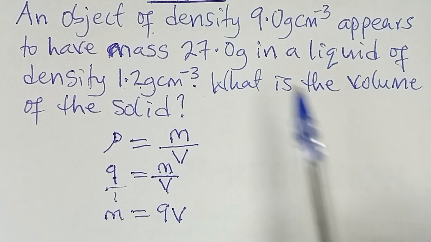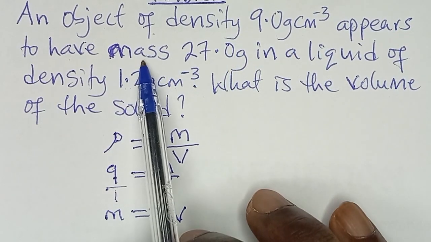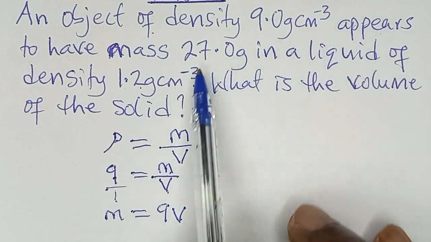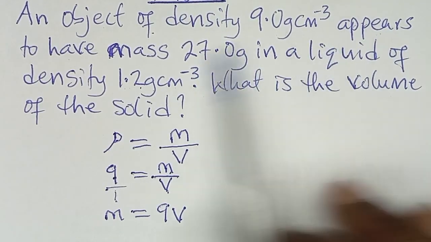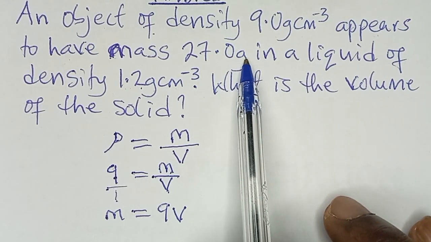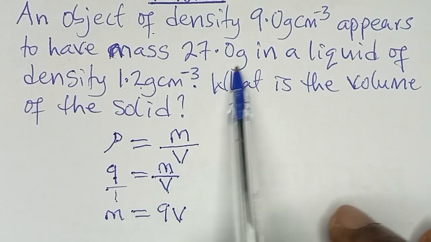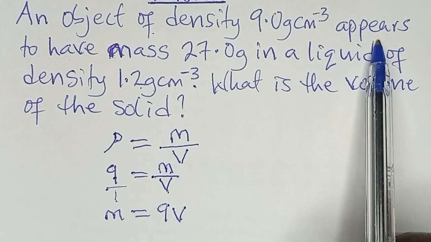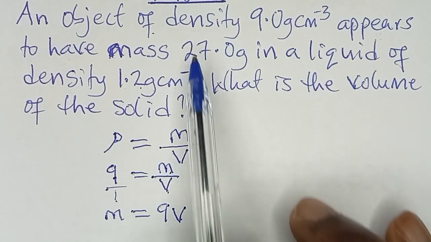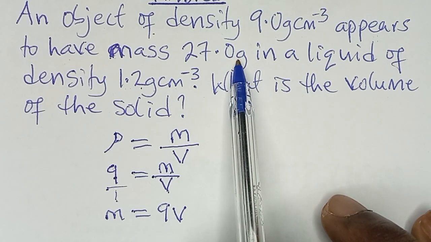Now, when the object was immersed in a liquid, it appears, which means it is not its original mass. It appears to have mass 27.0 gram. That means inside the liquid, it weighs 27. This is not its actual weight, that's why the word appears is used here. So it appears to have this mass of 27.0 gram in the liquid.